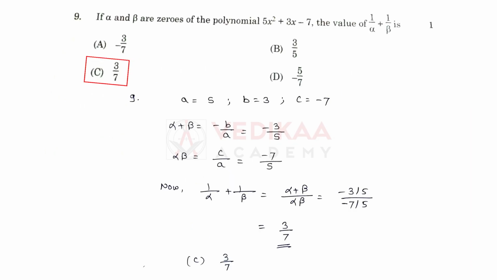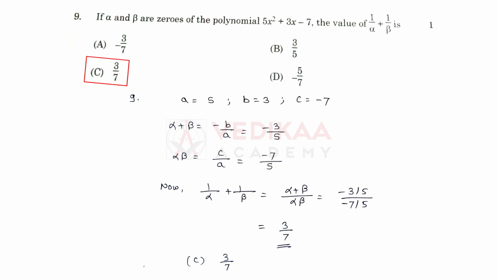Next, question number 9. If alpha and beta are zeros of the given polynomial, you have to find out the value of 1 upon alpha plus 1 upon beta. Now, we know that alpha plus beta, sum of the zeros, is equal to minus b by a. So, from the given quadratic equation, alpha plus beta is equal to minus 3 upon 5. Similarly, alpha beta, that is product of zeros, is equal to c upon a. So, alpha beta is coming out to be minus 7 upon 5.